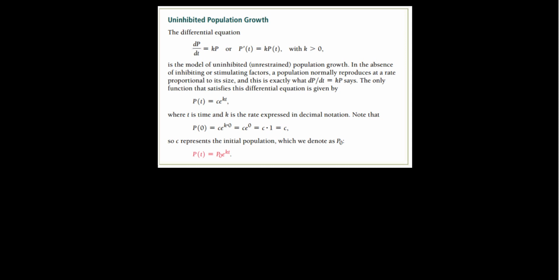The only function that satisfies this differential equation is given by our function that we've seen already, where t is time and k is the rate expressed in decimal notation. Note that p of 0, when we plug in 0 for t, we simply get the constant. So therefore, c represents the initial population, which we will denote as p naught. Population p, and the subscript 0 means naught, N-A-U-G-H-T, I believe, which basically means the beginning. At t naught is initial time, at v naught is initial velocity. Well, p naught is initial population.